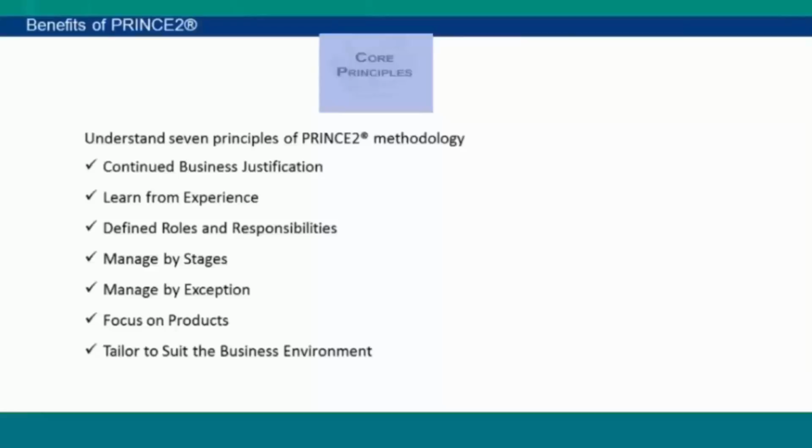Then tailored to suit the business environment. Tailoring means what is the complexity of a project, what finance I need for a project, the size of a project, what servers I need, what material I need. Everything I'm tailoring, I'm adding all the things, and that is called tailored to suit the business environment. So these are my seven principles.